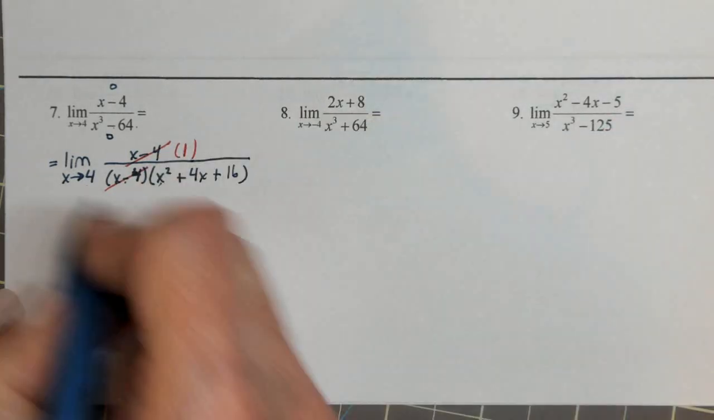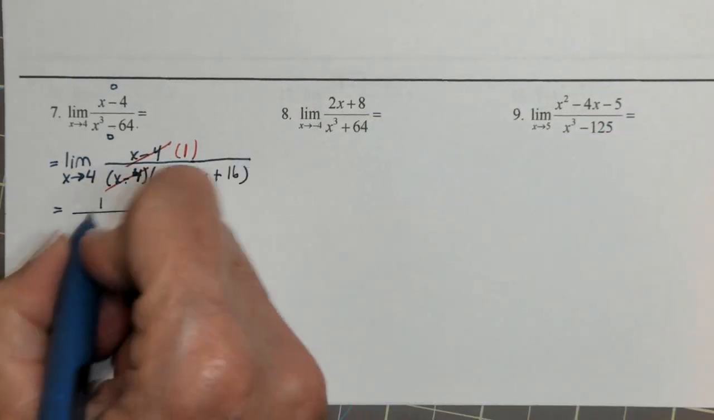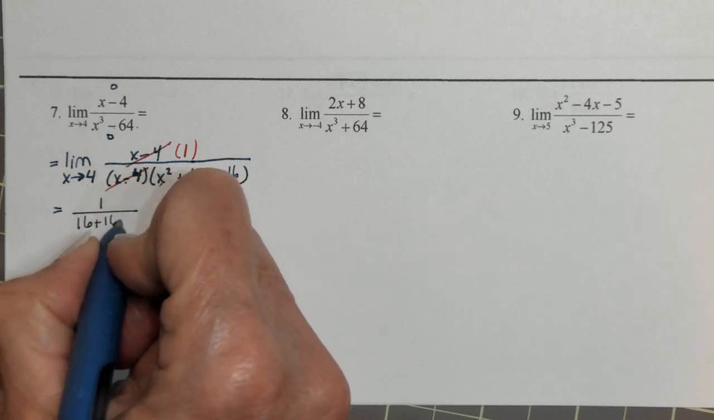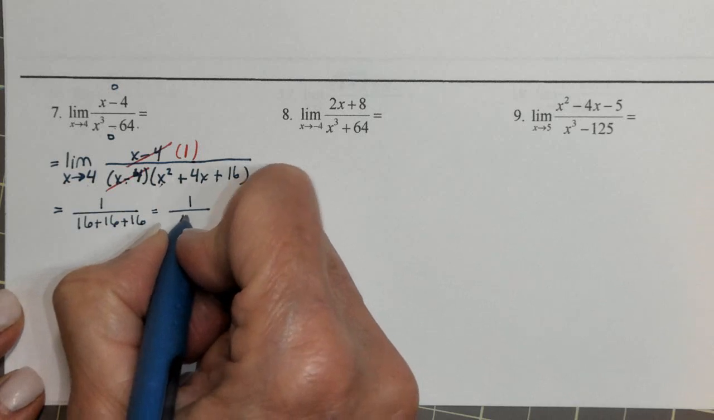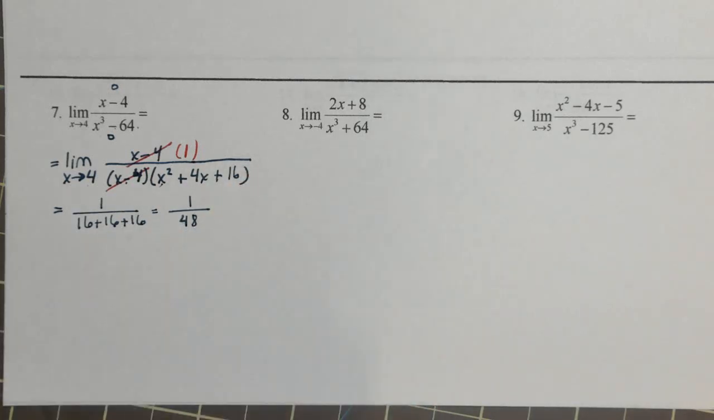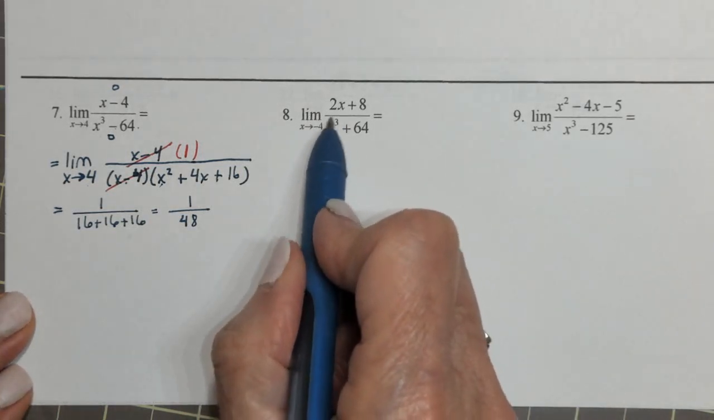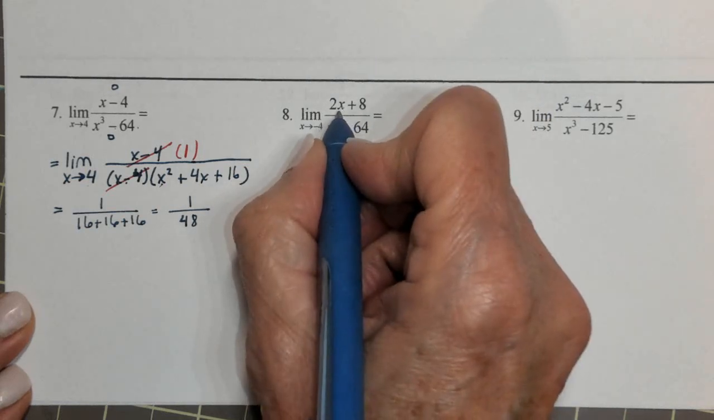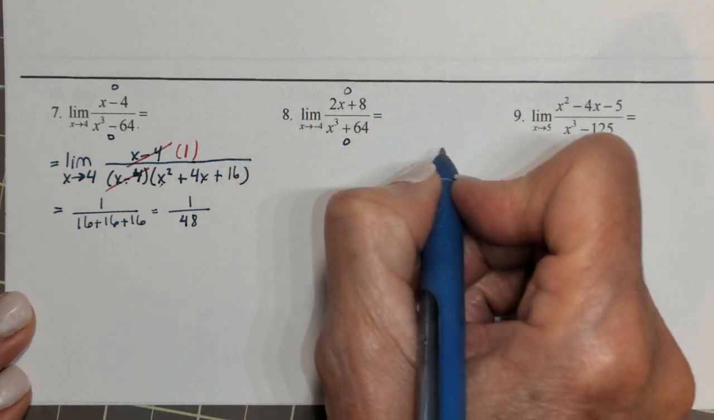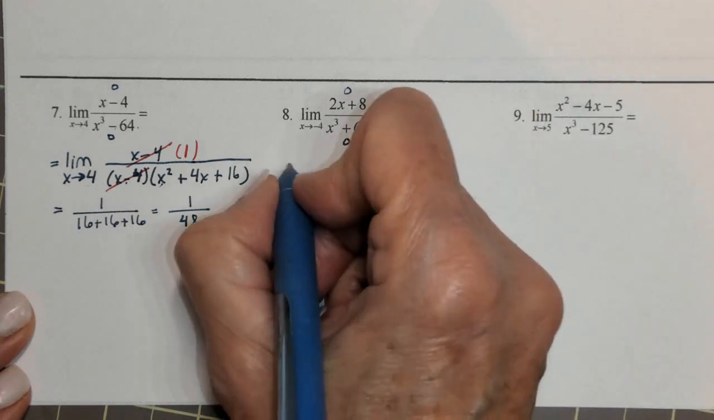1. Plug in 4 for the remaining x's, and you get 1 over 16 plus 16 plus 16, which is 1 over 48. Okay, plug negative 4 in for this x, and we get negative 64 plus 64, that's a 0. Negative 4 in for this x, that's also going to be a 0. 0 over 0, there's a hole. We have to eliminate the hole.